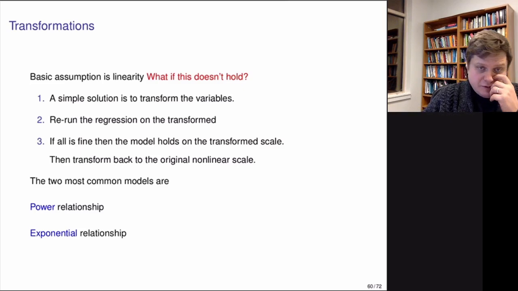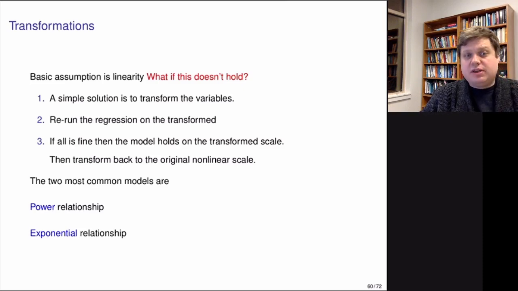Sometimes, even if those assumptions are violated, a simple transformation of the variables, or of the scales on which those variables are measured, can bring things back to a linear relationship. In this case, we change the scales on which variables are measured, rerun the linear regression, and then if we want a prediction, we transform back to the original non-linear scale.